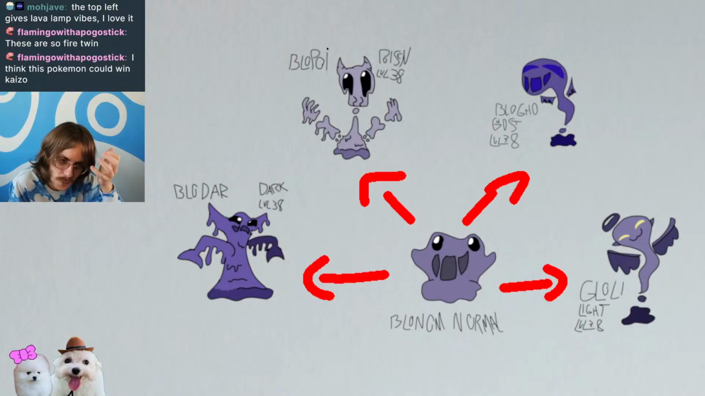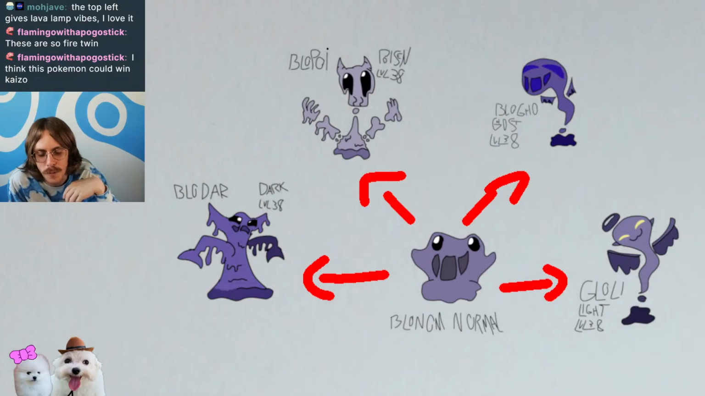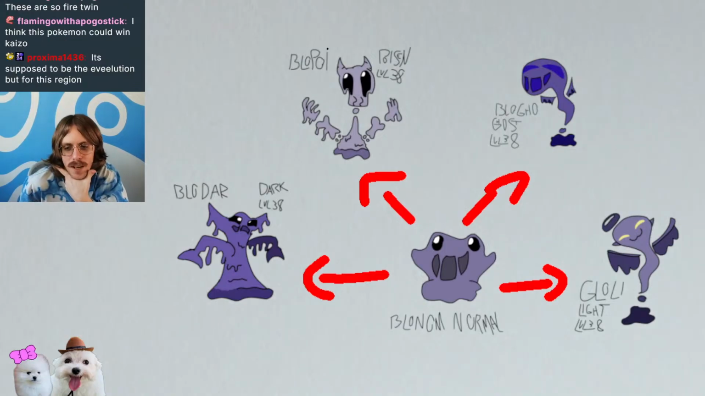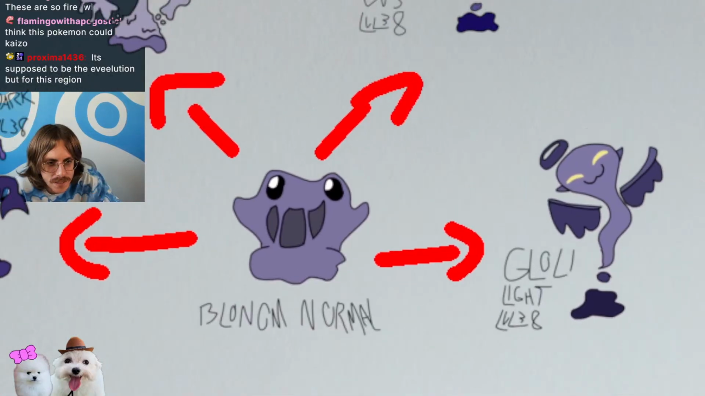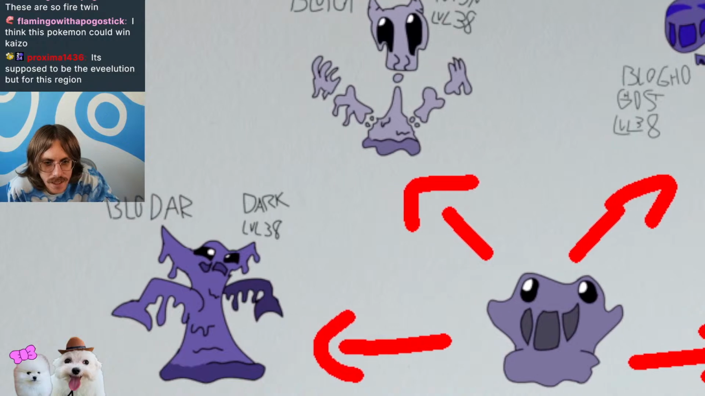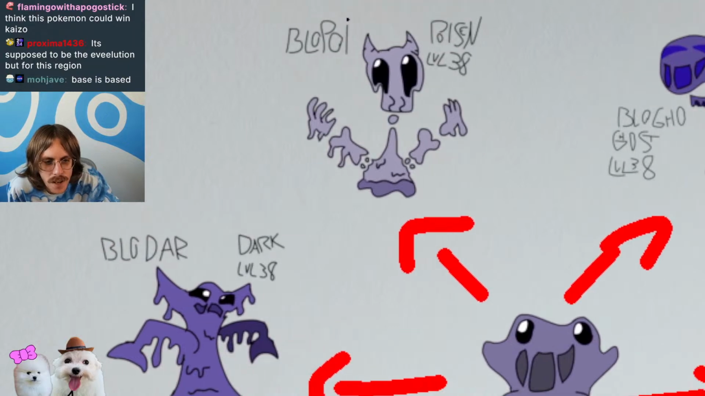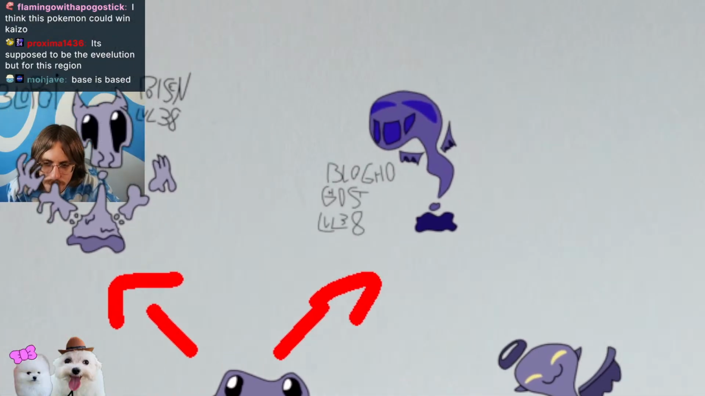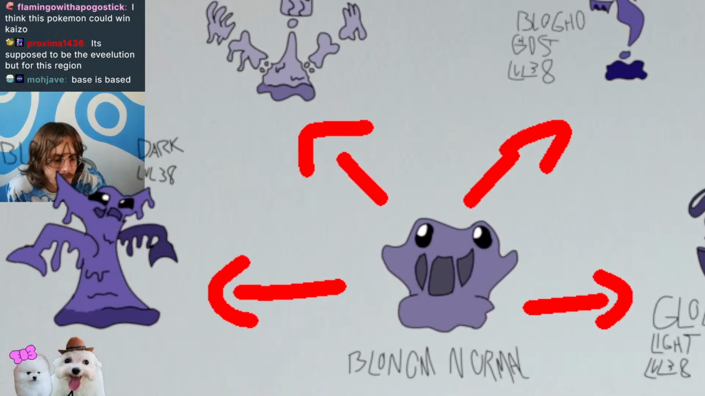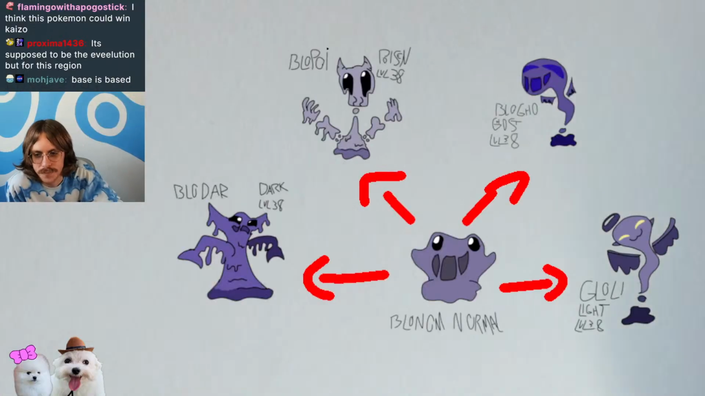I think this Pokemon would win Kaizo. Same. Well, not the base form. I don't think the base form could win based off of just the BST alone. But it looks like they all evolve at 38. I'm trying to think of who I'd want for Kaizo. Probably Ghost type. I'd probably take Blogo here. That's who I'd take to the end, for sure.